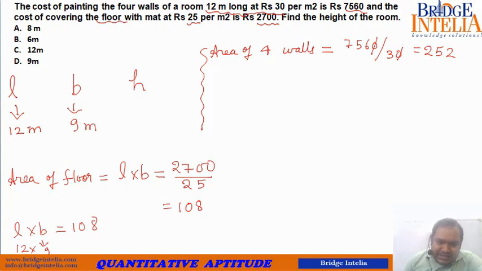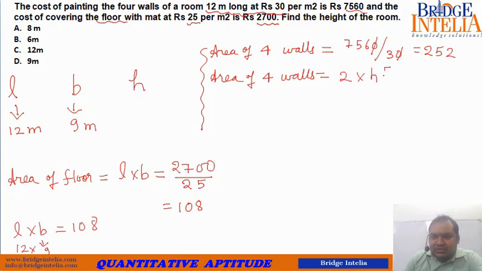We know the length, we know what the breadth is, we don't know what the height is, but now we have the value for the area of 4 walls. What is the formula for the area of 4 walls? The area of 4 walls is given by the formula twice into height into the sum of length plus breadth. Now let's put this formula to use. The area of 4 walls we have already found out, 252.